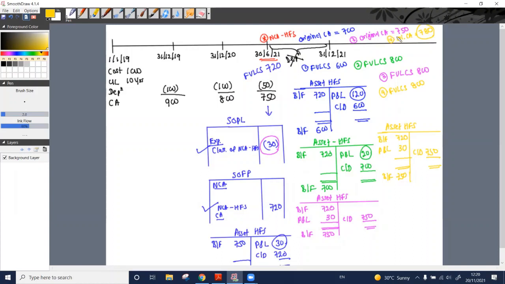So I have used different colors to bring up different examples, different scenarios. So this example covers the initial measurement as well as the subsequent measurement. Right? How we need to account when it comes to initial measurement and also when it comes to subsequent measurement under different circumstances.